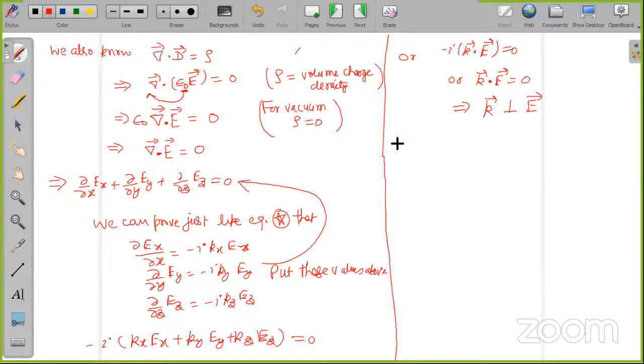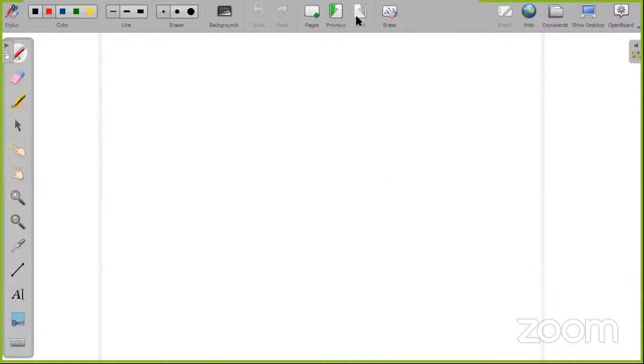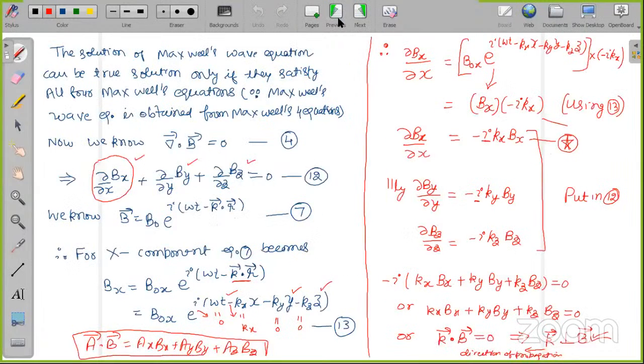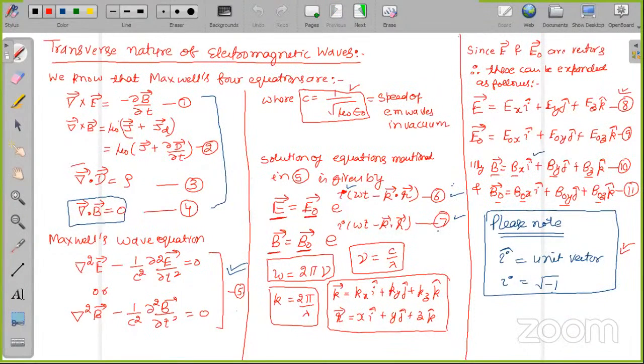Okay. Now how many equations have I satisfied so far? Out of the four Maxwell's equations, how many have I satisfied? Two. Which ones have I proved? I have satisfied equation 3. I have satisfied equation number 4. Now we have to satisfy either equation 2 or equation 1. Should I satisfy equation 1? Because I have less time, I can satisfy equation 1. You can satisfy equation 2 at home.